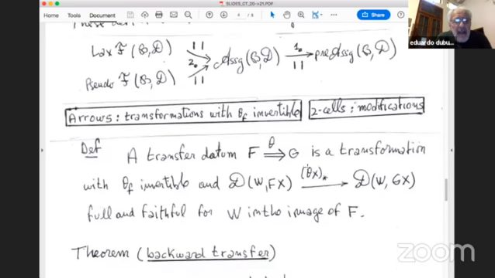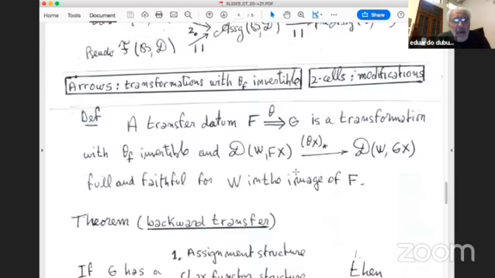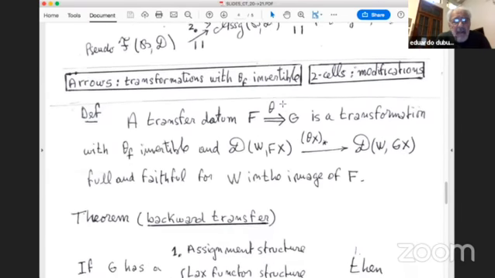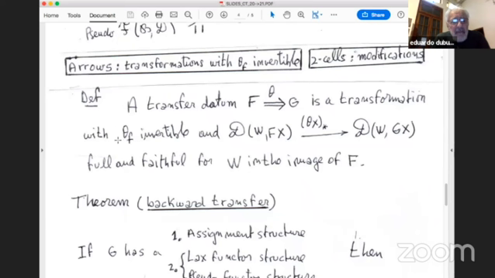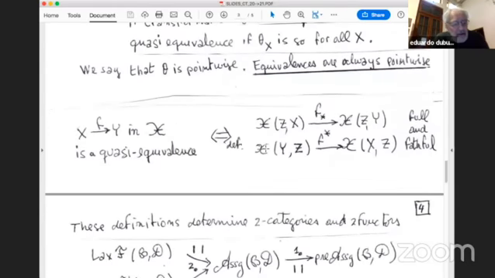Now, a transfer datum is a morphism in one of these four categories such that theta f is invertible and post-composing with theta x is full and faithful for W in the image of F. So it's a weaker concept than a quasi-equivalence. It's necessary for the applications, and it's only used in the proof that W has to be in the image of F. This is a kind of morphism in these three categories.